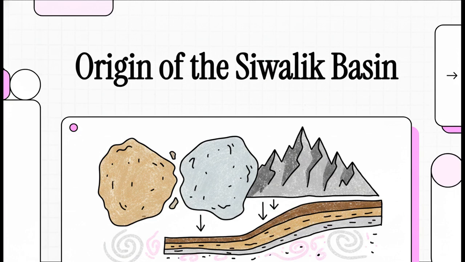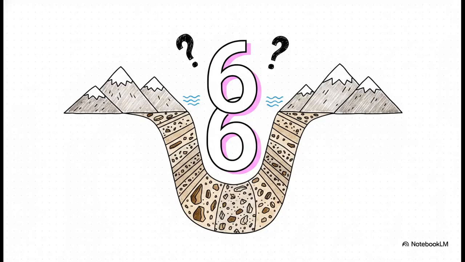When we think of the Himalayas, we naturally look up, right? We think of the highest peaks on the planet. But to truly understand the sheer power of these mountains, we actually have to look down. 6. That's a massive number here. The sediment thickness in the Siwalik Basin we're exploring today locally exceeds a staggering 5 to 6 kilometers.